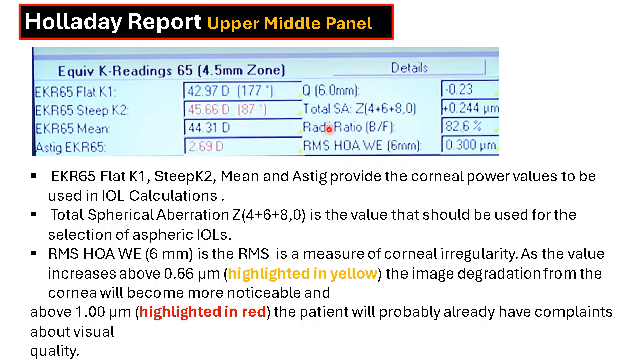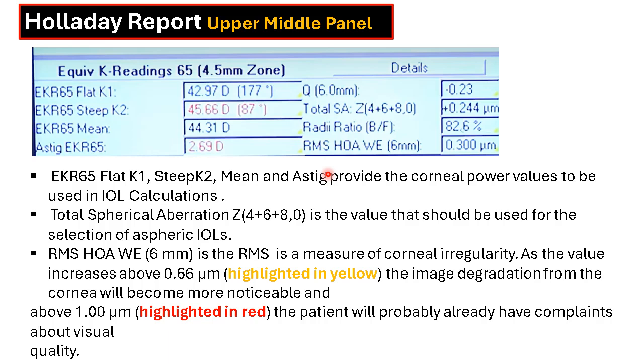The last measurement is the RMS HOA, which is the root mean square high order aberration wavefront error. We will speak about this also when we speak about aberrometry, but this is a reflection of what the quality of vision of your patient will be after premium IOL implantation. And if a patient has a high value, more than 1, he will be very unsatisfied with your premium IOL, and it is better not to implant a premium IOL like a multifocal or diffractive lens. It is better to use monofocal lenses.